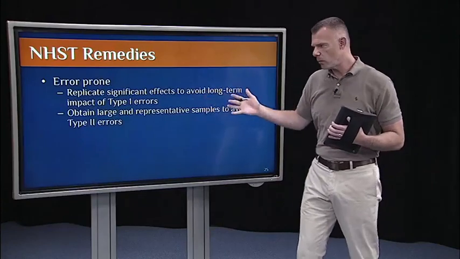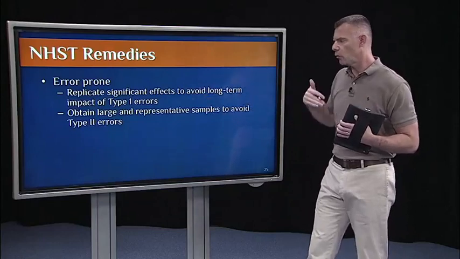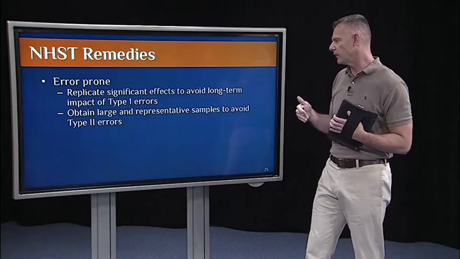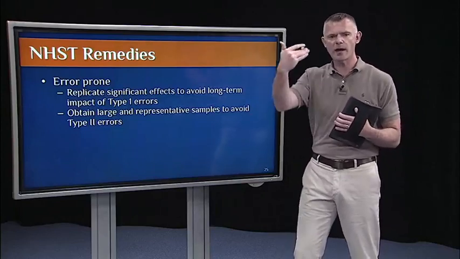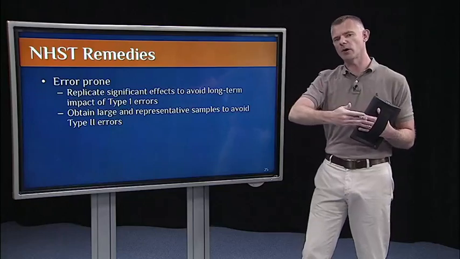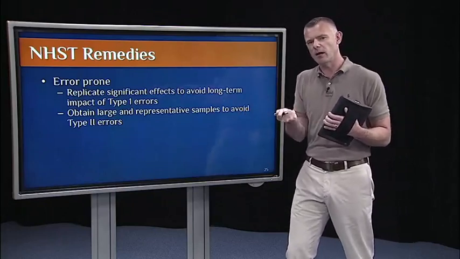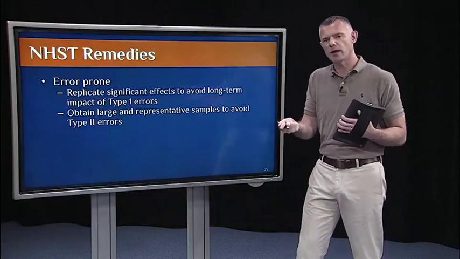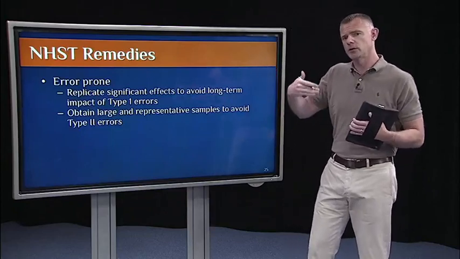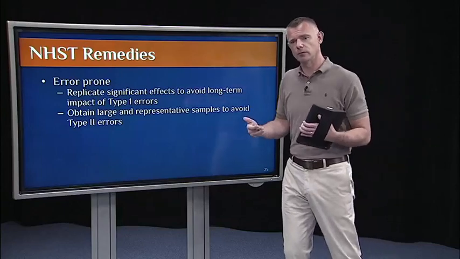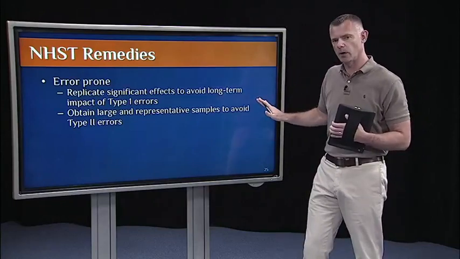In terms of the tests being error-prone, there are several steps we can take to protect against the impact of those errors. So, number one, most importantly, replicate significant effects to avoid the long-term impact of type 1 errors. So, for example, go back to lecture 1 when we talked about the effect of working memory training on intelligence. Those authors found that there was a significant effect, right? But that might have been a type 1 error. So we need to replicate that effect over and over again so that the entire literature and society at large doesn't start to believe that that's a real result. So significant effects need to be replicated to avoid long-term impact of type 1 errors.